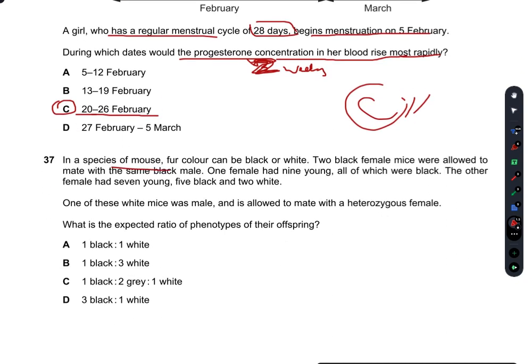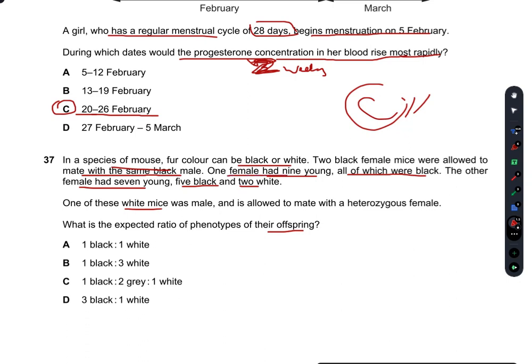In a species of mouse, fur color can be either black or white. Two black female mice are allowed to mate with the same black male. One female had 9 young, all of which were black. The other female had 7 young, 5 black and 2 white. One of these white mice was male and is allowed to mate with a heterozygous female. What is the expected ratio of the phenotypes of their offspring?